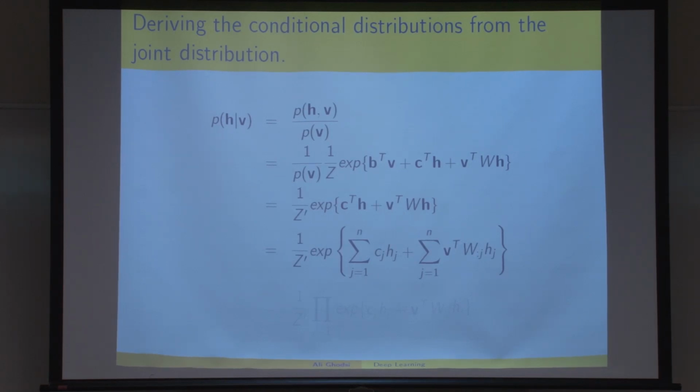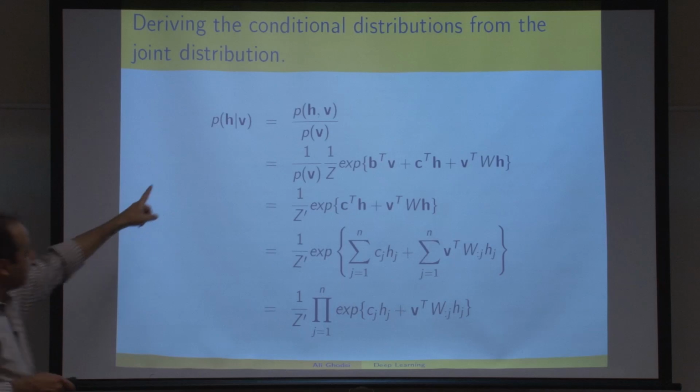And if I write it in a scalar form, that's going to be the scalar form of this. Now, see, I have exponential of a sum. So exponential of a sum would be a product of exponentials, right? I can write it as a product of exponentials. So basically, P(H given V) is 1 over Z prime, times a product of exponentials of these terms, and H_j is one of the elements of H. So what does it mean? It's very important. We have a very important property about H which is going to help us.